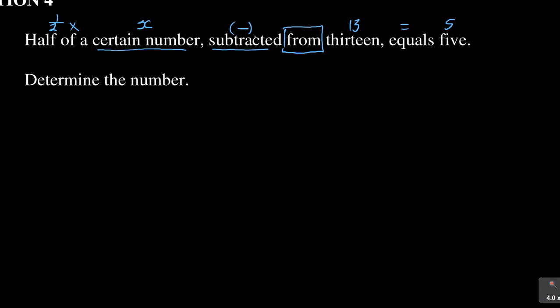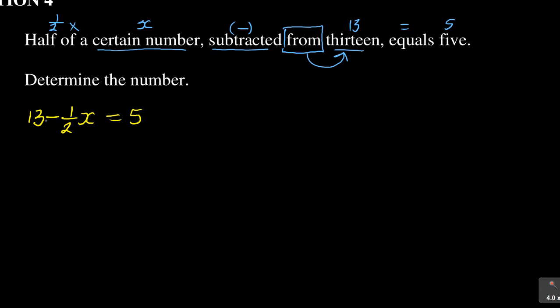So which means you must subtract this half of a certain number from 13. The moment they say from 13, it means you must start with 13. So it says determine the number. So from 13 means we must say 13, and then say subtracted 13 minus half of that number. 13 minus half of x is equal to 5. That's why they said half of a certain number, which is x, subtracted from 13, which is that. Then the next thing for you to do is to solve for x.